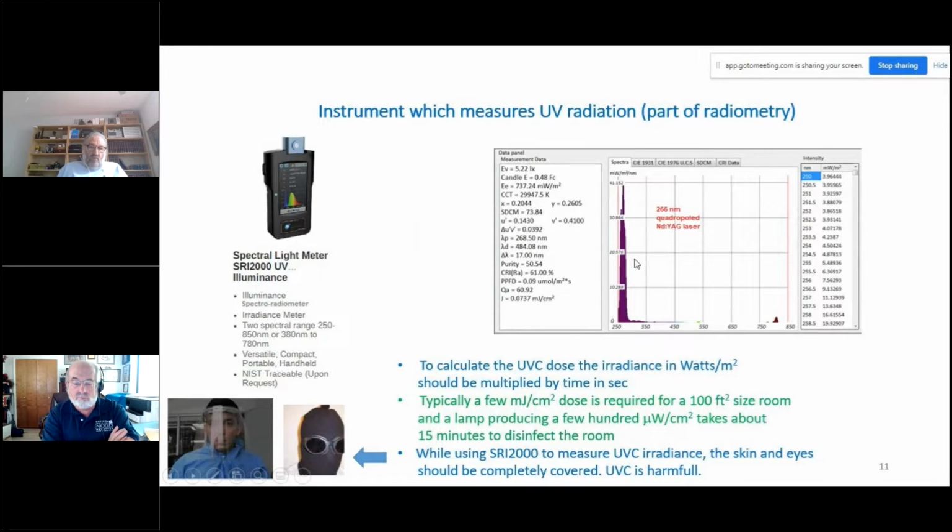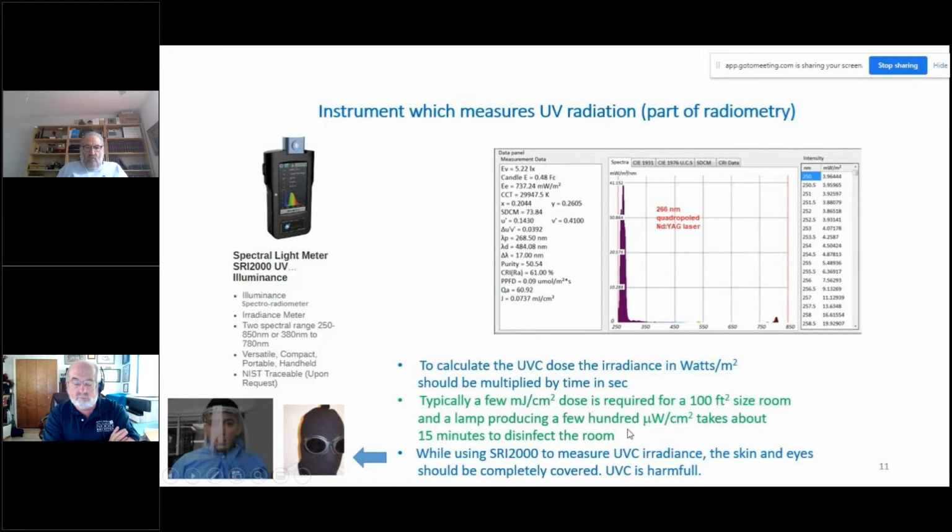And here I am showing you 266 nanometer quadrupole neodymium YAG laser scattered emission, which I measured with the SRI 2000. So you can get the readings in watts per meter square. It's a radiometric unit. This is the irradiance, and if you multiply by time, you can get the dosage that is required, that it gives you, and use that for disinfection.